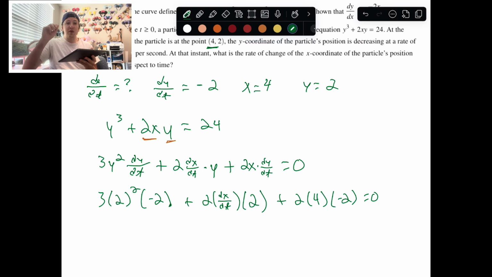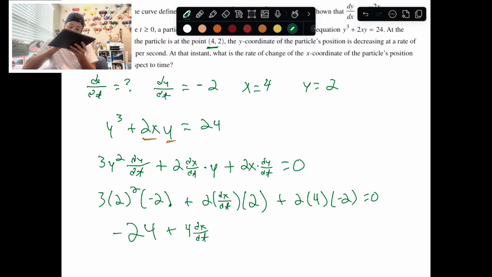All right, 3 times 2 squared times negative 2. 2 squared is 4. 3 times 4 is 12. 12 times negative 2 is negative 24. 2 times dx over dt times 2, that just gives us 4 dx/dt. And then 2 times 4 times 2, negative 2 to be exact. 2 times 4 times negative 2, that will give us negative 16.